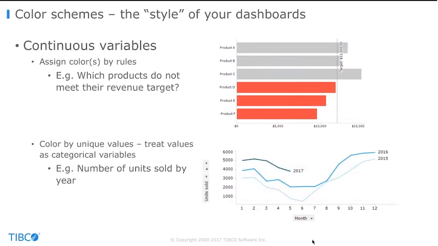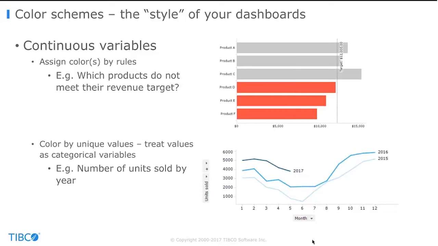So we have more examples of color schemes that can be applied to continuous variables in Spotfire. Similar to categorical variables, we can assign colors by rules. The example given here is which products do not meet their revenue target, and those are colored in red. This bar chart is actually the same bar chart as the previous one with the 6 products, where we were interested in how product E is performing with respect to others. Because we are trying to answer a different question, and bring the audience's attention to something different, we can do so by applying a different color scheme to the bar chart.